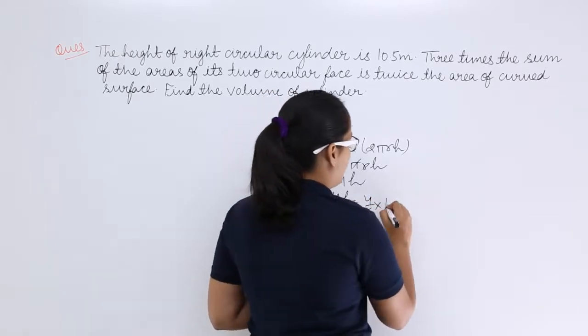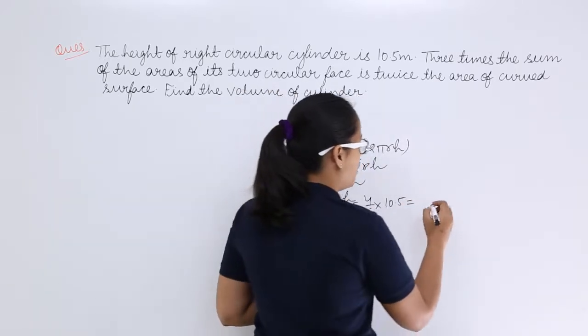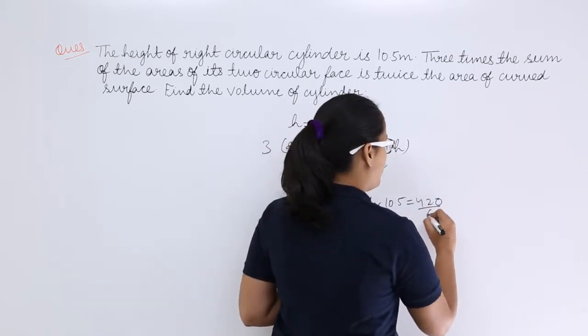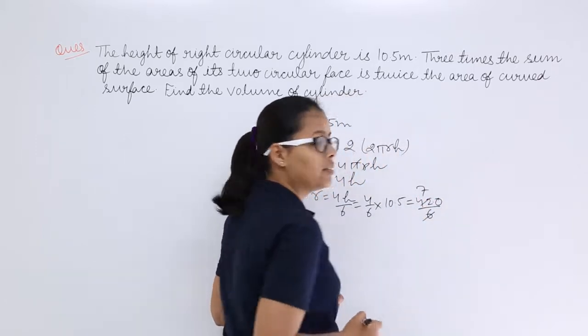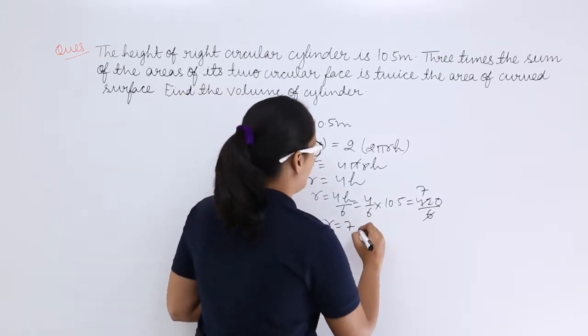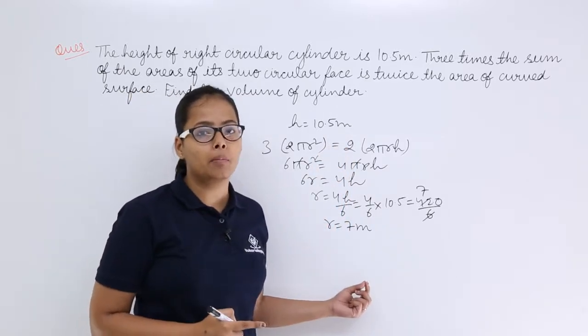Value of h is 10.5. So here what you will get? 42.0 divided by 6. 7. So here the radius is coming out to be 7 meter, because height is in meter, so radius also is going to be in meter.